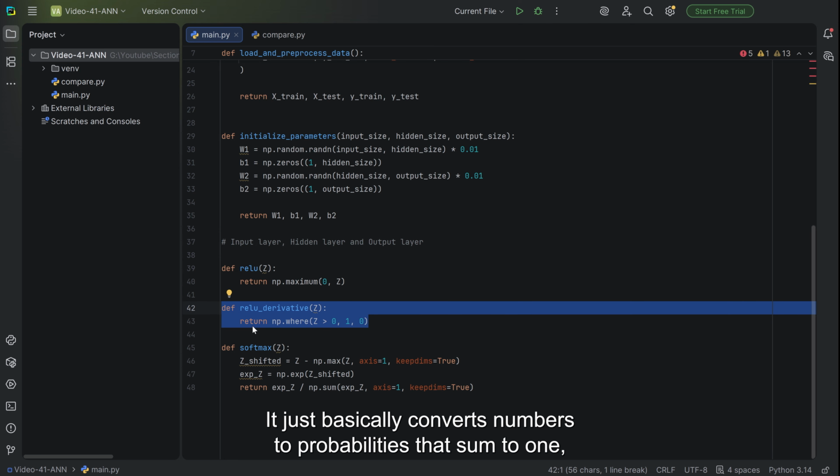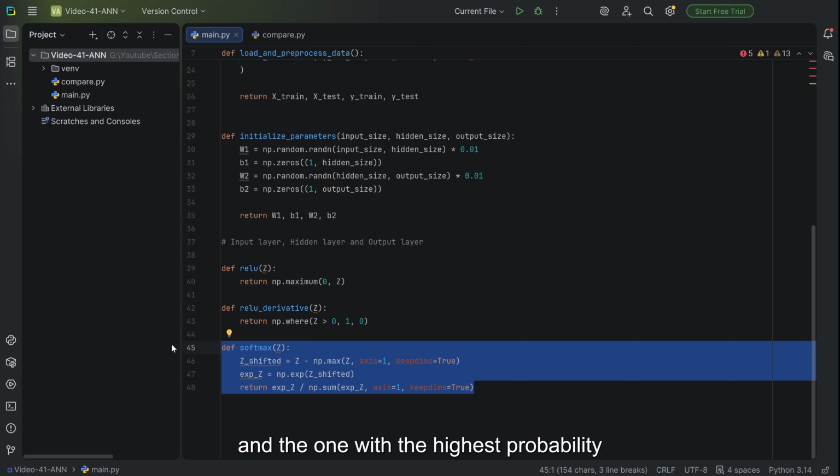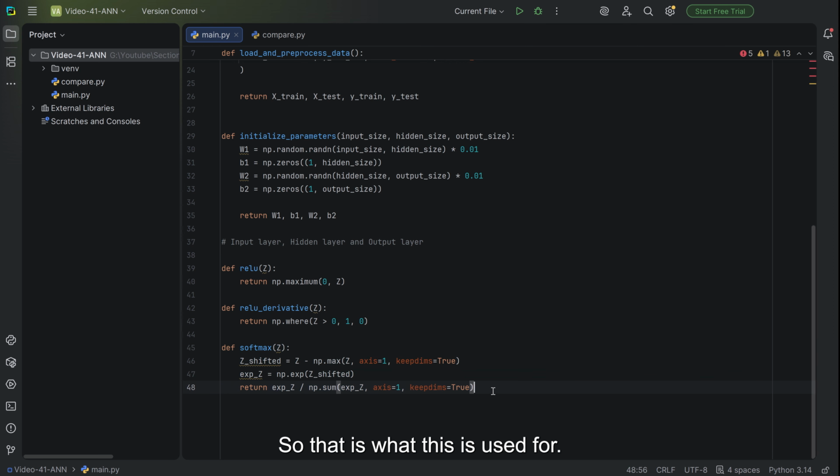In Softmax, it just basically converts numbers to probability that sum to 1. It will give 3 different probabilities for our 3 different output, and the one with the highest probability will be our output, looking at the features. So that is what this is used for.